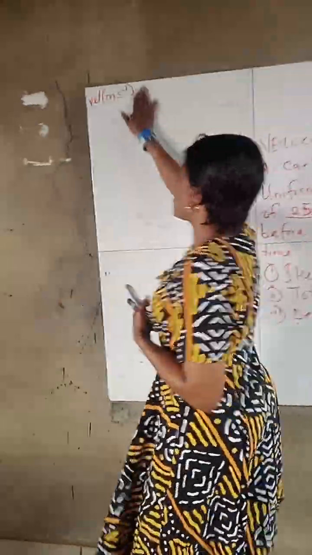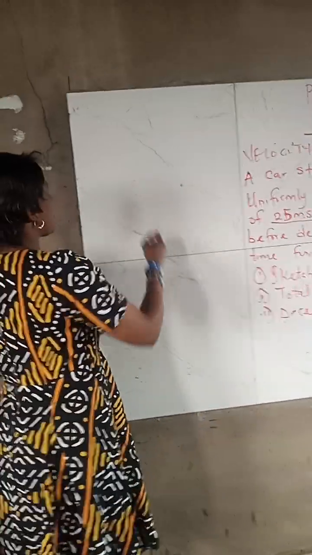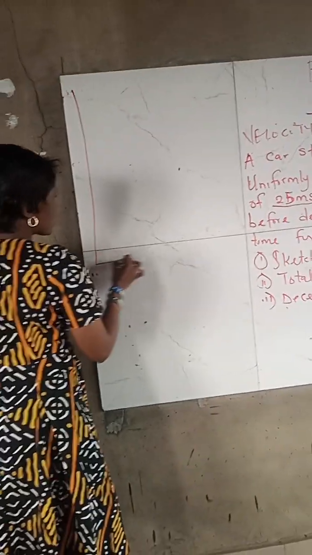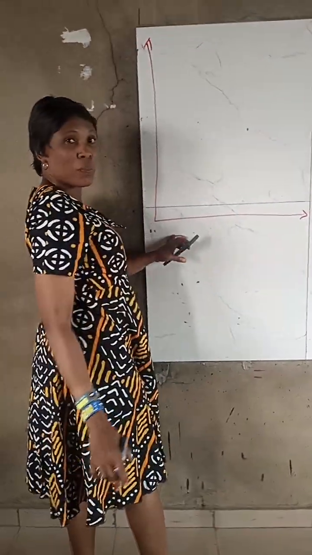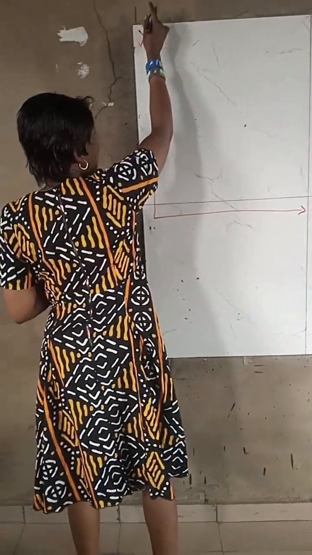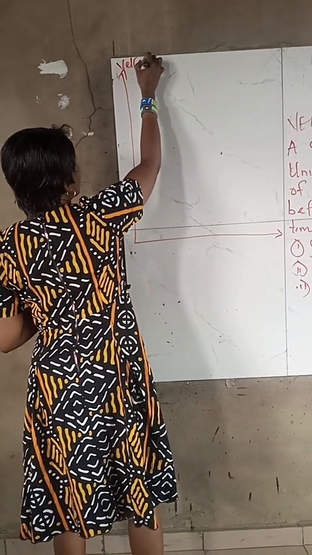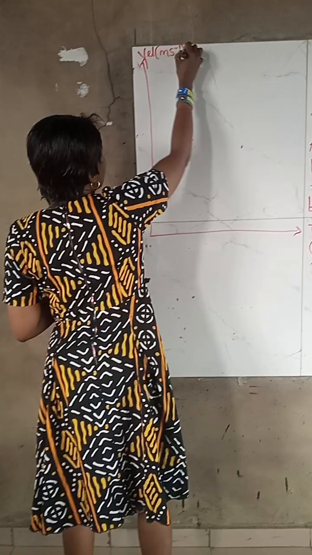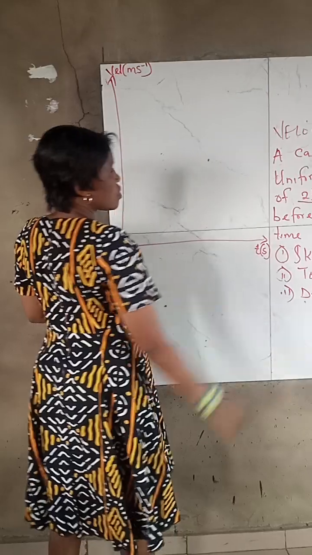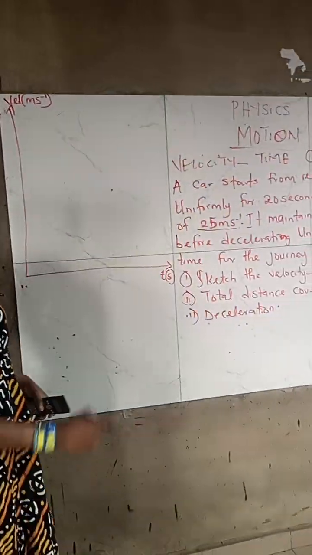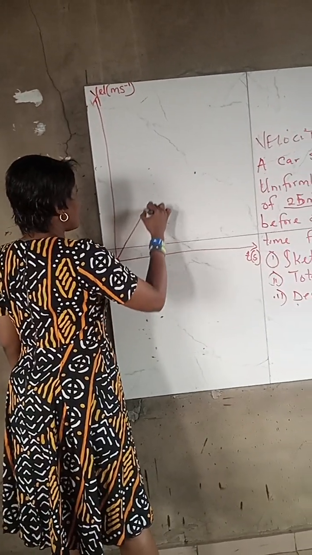Now, the first thing you are going to be doing when you are asked this type of question is to draw your velocity time graph. Please, your axis is very, very important. This is velocity, that's the vertical axis, and the unit must be clearly stated in meters per second, and my time is in seconds. When the car starts from rest, it means the car is starting from zero.